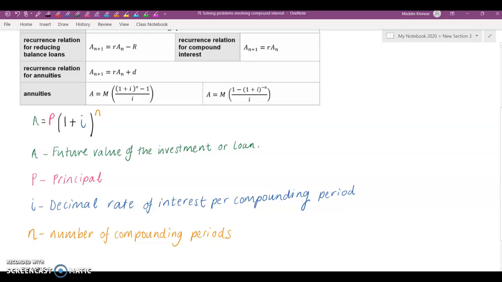So if you compound monthly, that would mean you have 12 compounding periods every year. If you compound quarterly, 4 compounding periods a year. So that N needs to represent those compounding periods, not the number of years.